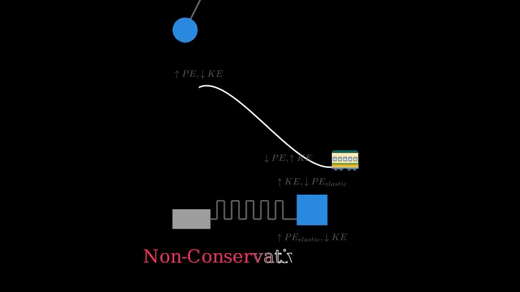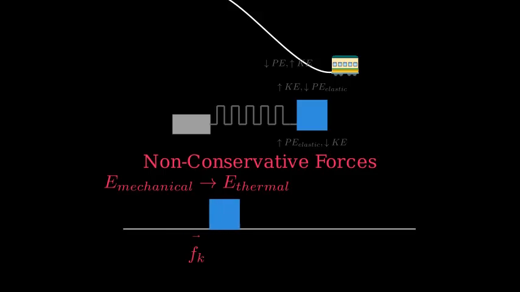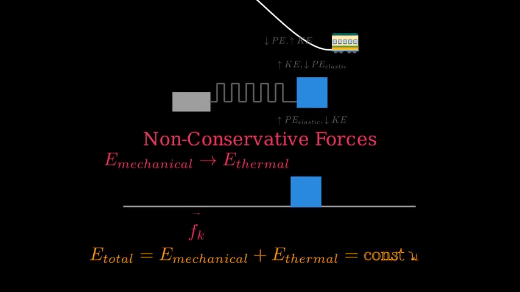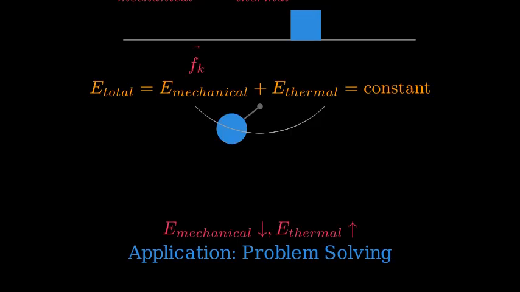It's important to note that mechanical energy isn't always conserved in real systems. Non-conservative forces like friction convert mechanical energy to thermal energy, reducing the total mechanical energy over time. However, the total energy, including thermal energy, is still conserved. For example, a pendulum eventually stops due to air resistance and friction at the pivot, but the lost mechanical energy is converted to thermal energy in the air and pivot. The conservation of energy principle is a powerful tool for solving physics problems.